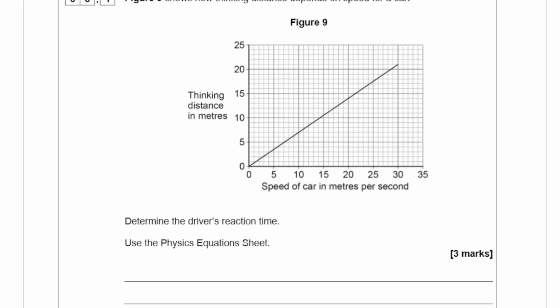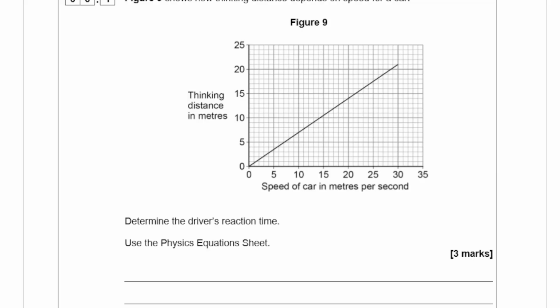So the line graph is a straight line going through 0, which means the speed of the car in meters per second is increasing at a constant rate. When the speed increases, the thinking distance is also increasing at a constant rate. Determine the driver's reaction time.